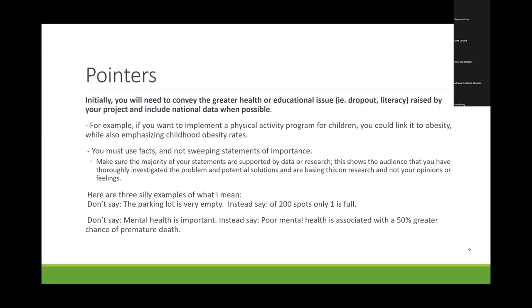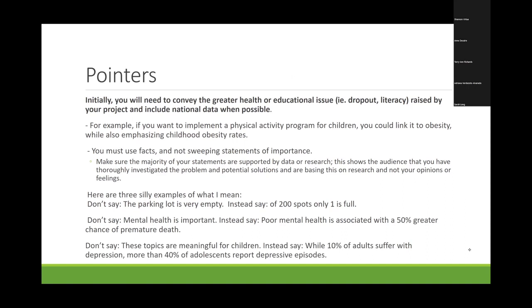Here's another example. Mental health is important. Instead, you could tell me that poor mental health is associated with a 50% greater chance of premature death. By the way, all the facts that I put in here are not true. I just made them up for the sake of a compelling argument. Another example would be, instead of saying that these topics are meaningful for children, say specifically how. While 10% of adults suffer with depression, more than 40% of adolescents report depressive episodes. So getting to me this idea that I can compare and make a determination for myself.